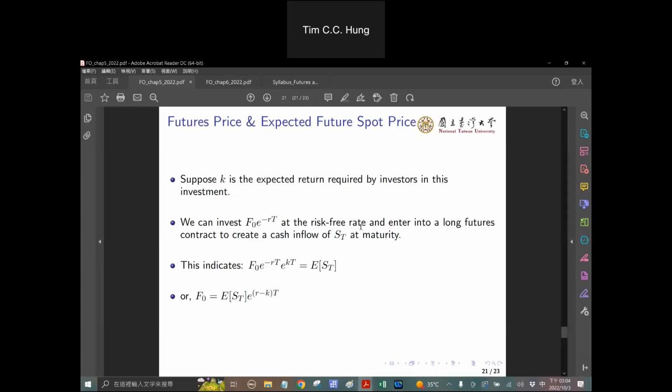F0 equals the expectation of ST multiplied by exponential of (K minus R) capital T. Okay, no, R minus K, because now we throw it from the left-hand side to the right-hand side, so the sign changes. So what is so good about such expressions?